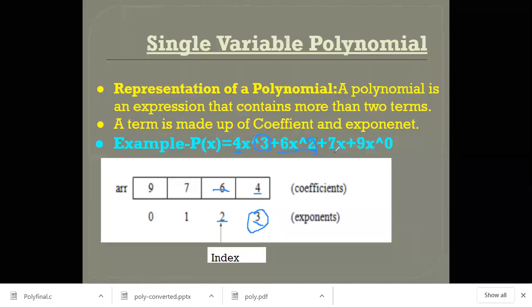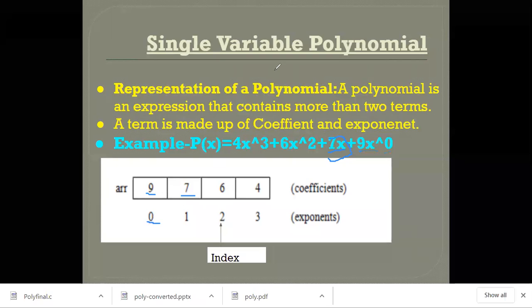Suppose you are talking about the 7x, here 7 is the coefficient. But where will it be stored in a single variable polynomial? In location one. Why? Because for this third term, 7x, what is its degree? It is 1. That's why the coefficient of the third term will be stored into the first location. And what about 9? Here 9 is a coefficient, but the degree of that term is 0. That's why it is stored into the 0 location. So likewise, we are going to represent the polynomial using an array.